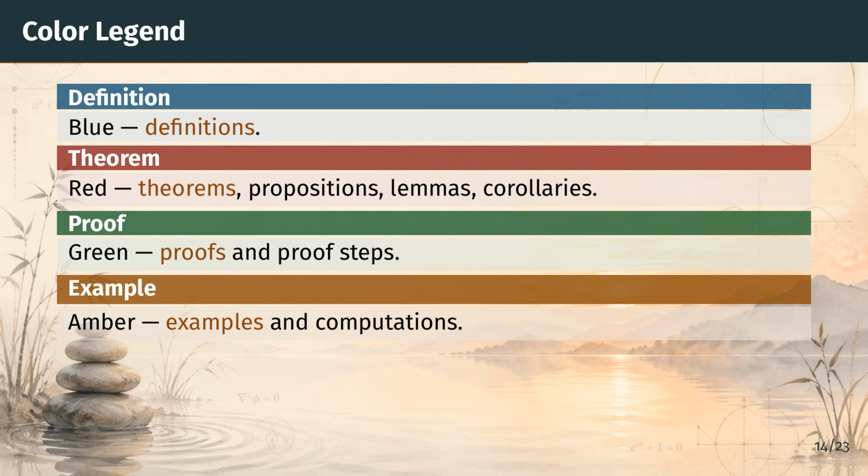Amber boxes are for examples. Examples show the abstract ideas in action with concrete numbers or specific cases. They are often the fastest way to see why a definition matters or what a theorem is really saying.